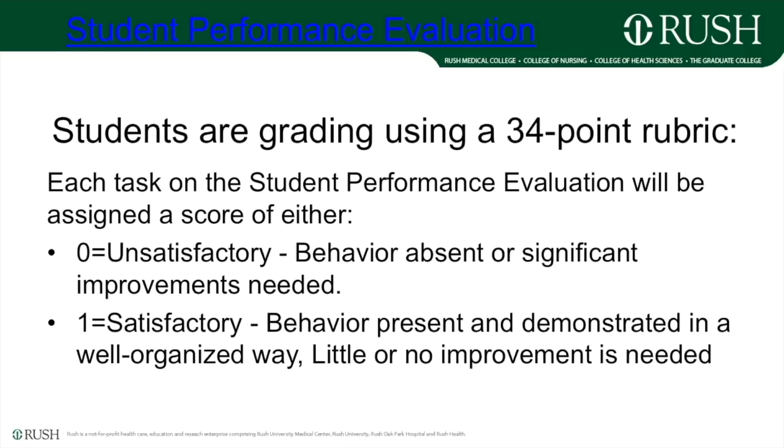Student performance is evaluated using a 34-point grading rubric. This can be found in detail on the student performance evaluation on your handouts in Entrada. Each point in the 34-point grading rubric is given a score of either 0 or 1. A 0 is considered unsatisfactory, meaning that the behavior is absent or significant improvement is needed. A score of 1 is considered satisfactory, meaning the behavior is present and demonstrated in a well-organized way with little or no improvement needed.